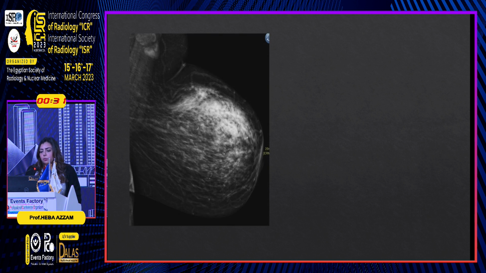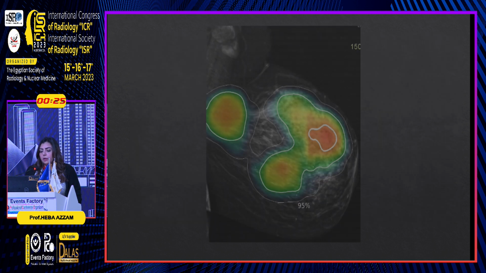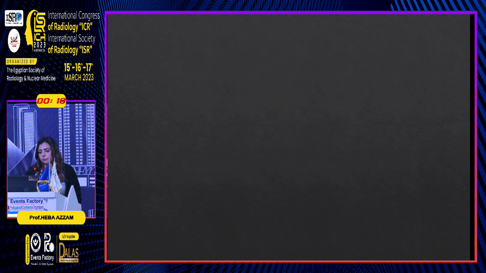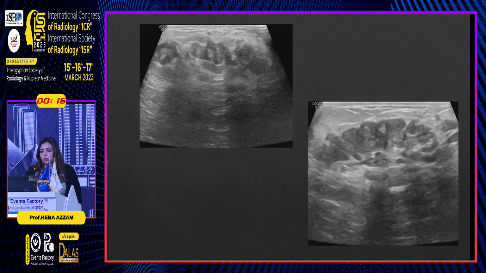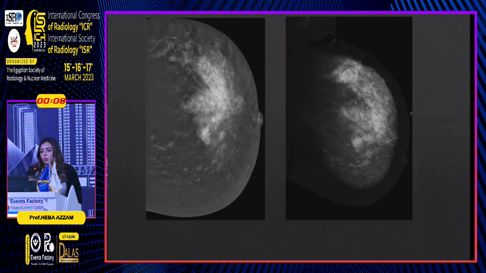In this case, we can see global asymmetry with superimposed clustered microcalcification. The AI revealed multiple areas of high probability of malignancy reaching 95%. The ultrasound images showed linear segmental non-mass lesions of mixed echogenicity. The contrast study showed extensive non-mass enhancement, and the biopsy revealed invasive ductal carcinoma.